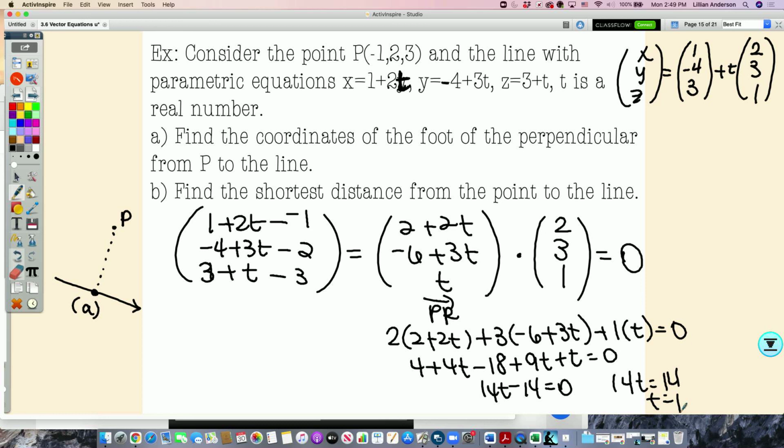And since t is equal to 1, we can find the coordinates of R by plugging that value into the parametric equation, or the vector equation that I created up there. The x coordinate comes from plugging in 1, the y coordinate the same way, the z coordinate the same way. So what are the coordinates of the foot of the perpendicular?